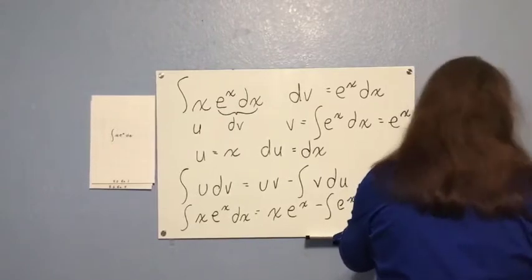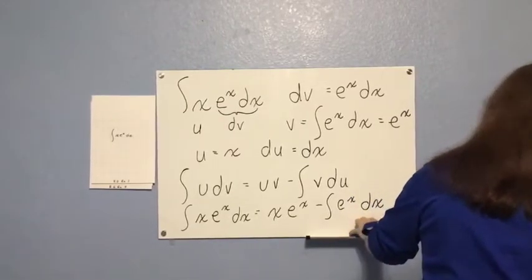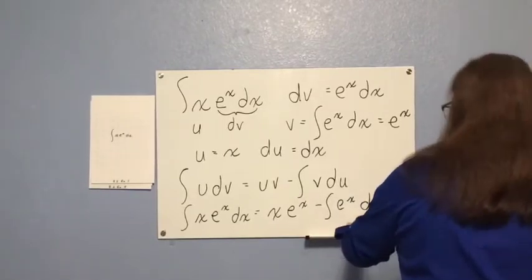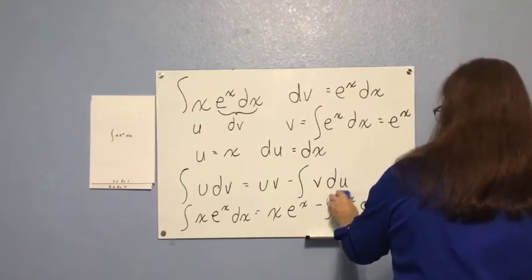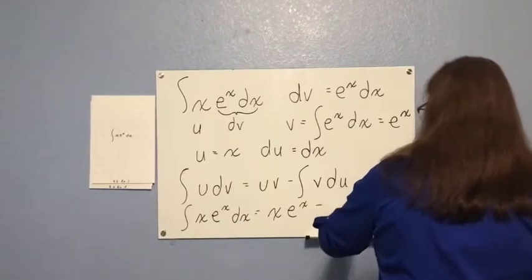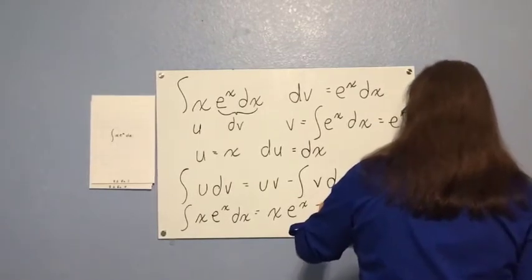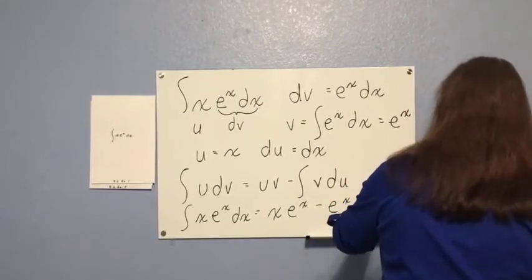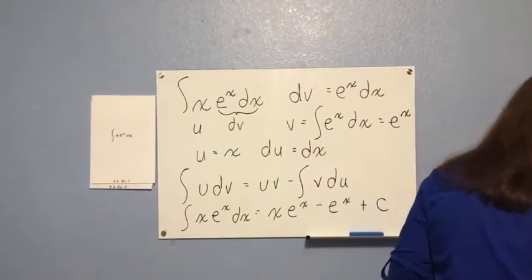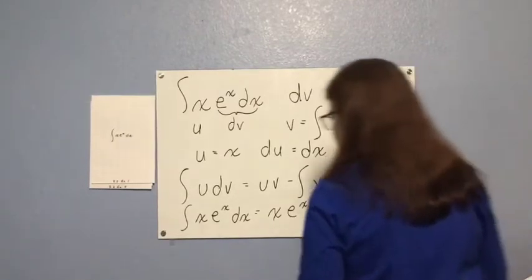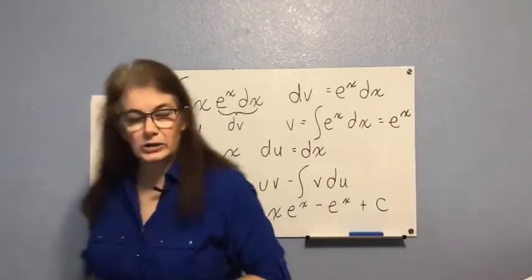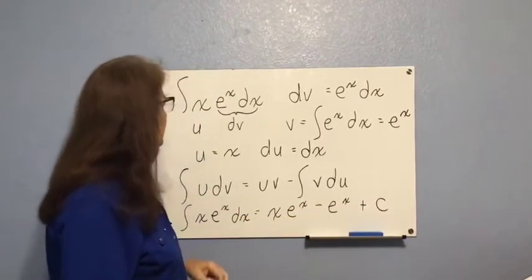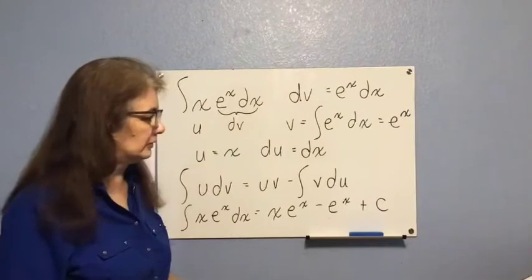Okay, and then our final answer would be that this integral is equal to x e to the x minus the integral here, which is just e to the x, plus a constant. Okay, if you'd like to check your work, you can go ahead and take the derivative of this and make sure that you come up with the original problem.